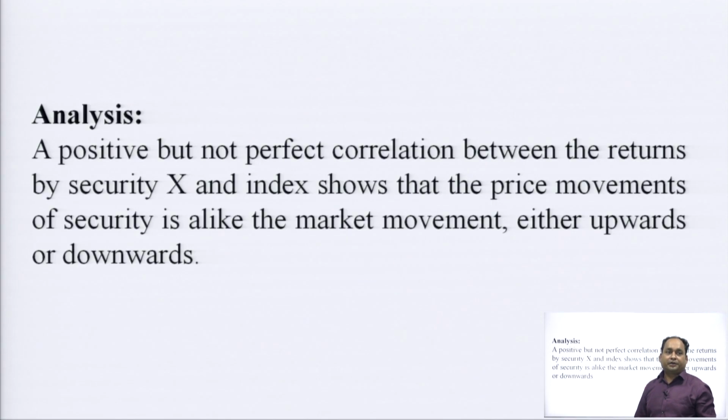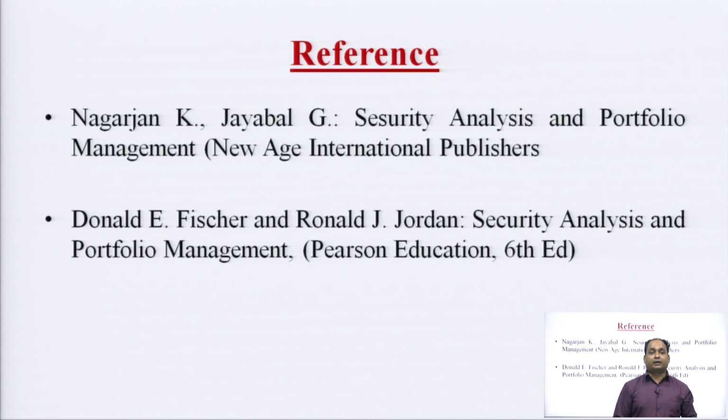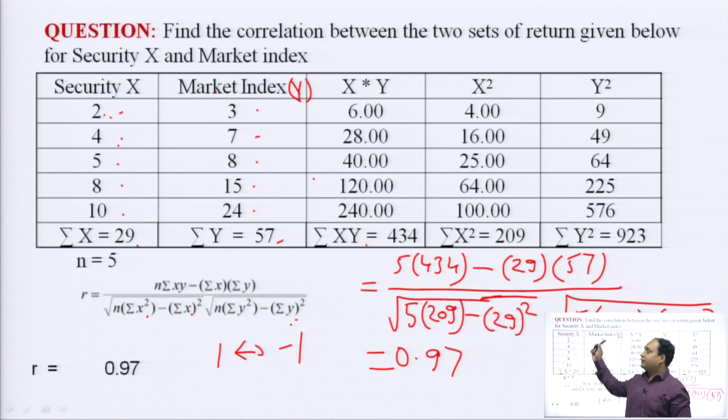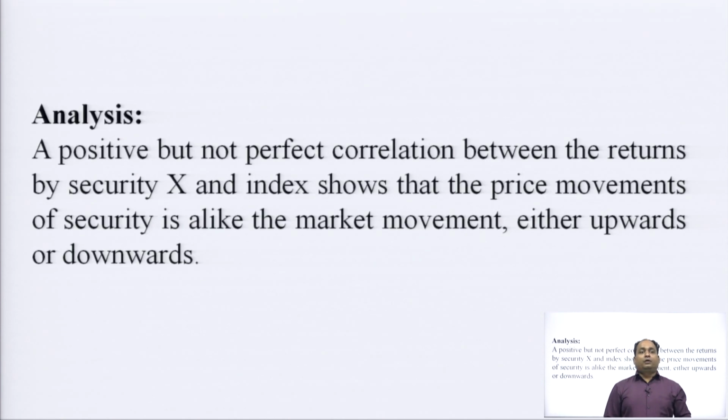What could be the interpretation? A positive but not perfect correlation, as I have told you earlier, between the returns by security X and index. Index means the market return. So, a positive but not perfect correlation between the returns by security X and index shows that the price movements of the security are alike the market movement, either upward or downward.